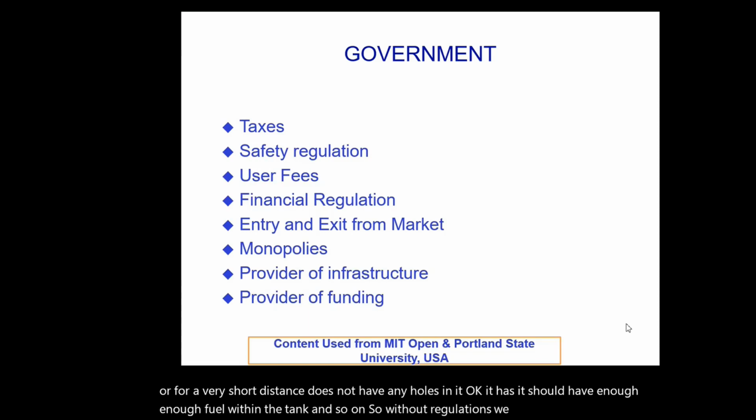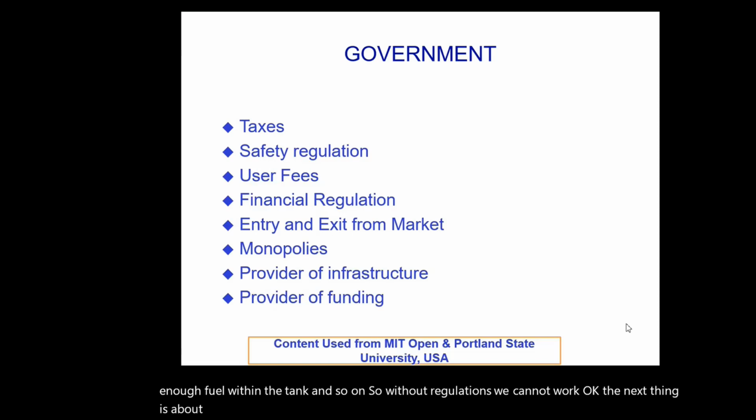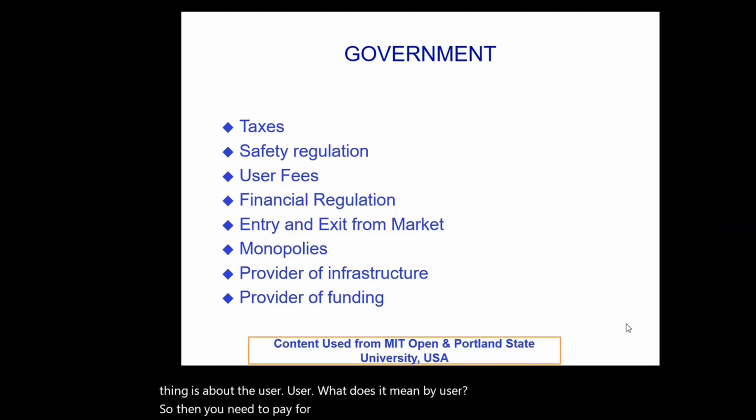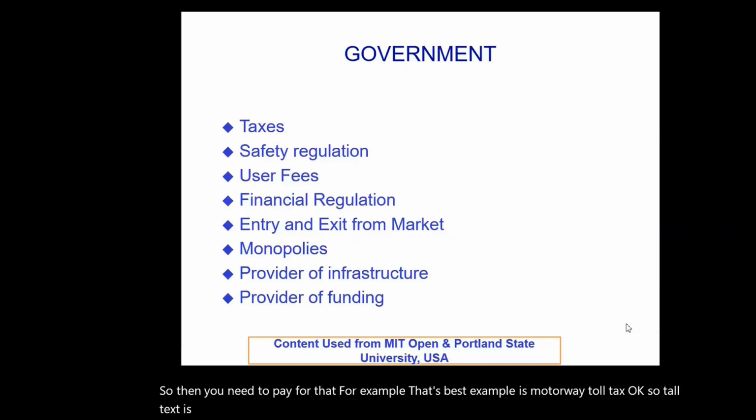Okay. The next thing is about the user fee. What does it mean by user fee? When you are going to use a type of facility, then you need to pay for that. For example, its best example is motorway toll tax. So toll tax is a kind of user fee. If you want to use that specific mode, then you need to pay that specific fee.